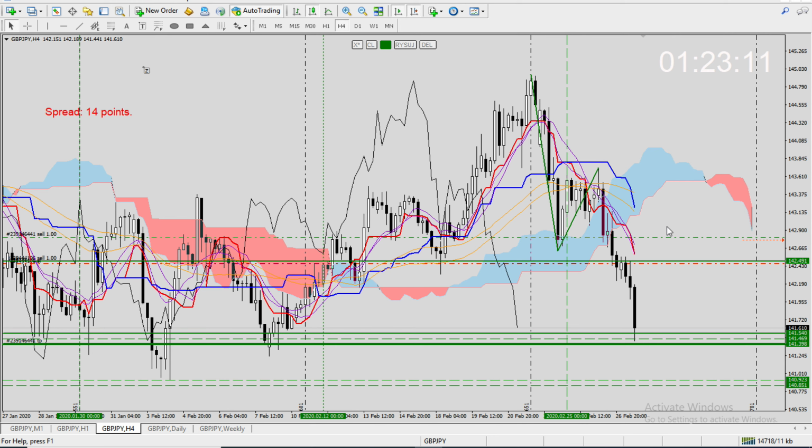according to the Ichimoku strategy. So there you go. We've got the breakout from the Kumo. This is classic. We've got the breakout from the Kumo. First there was a resistance, but we already got inside of the Kumo, as you can see.